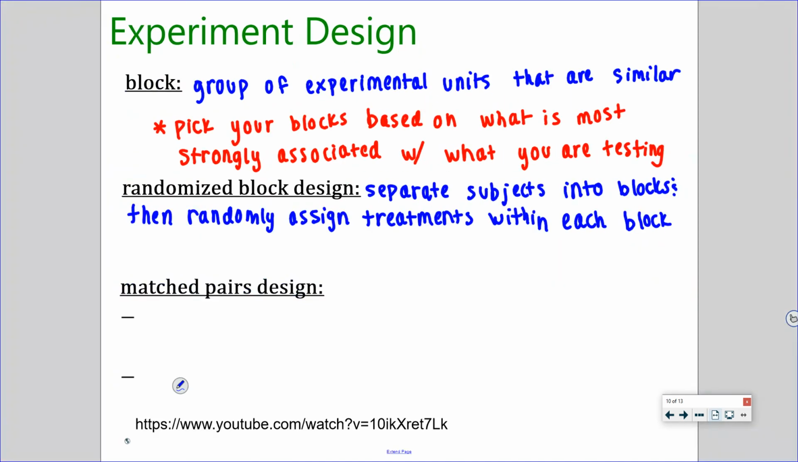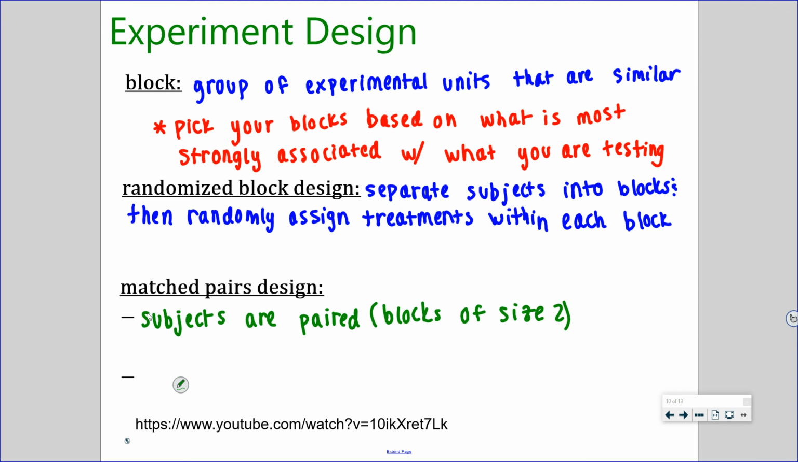And lastly, we have this one called matched pairs design. So this one's a little bit different. Subjects are paired, and usually it's blocks of size 2. We'll do an example too so you can see this. And then randomly assigned to a treatment.